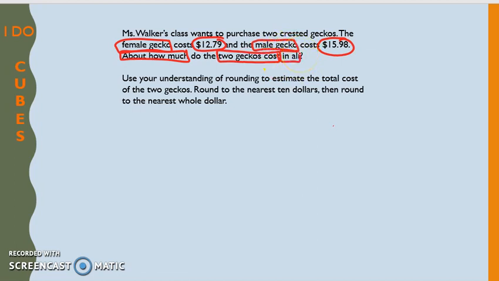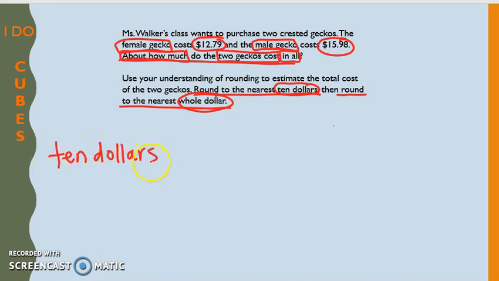So we know if we have in all and we have about how much, we're going to be estimating the total. So we're going to be adding. So we need to use our understanding of rounding to estimate the total cost of these 2 geckos. We're first going to round to the nearest $10, then we're going to round to the nearest whole dollar. Let's do the $10 first. We're going to round to the nearest $10. This is our estimate. And then we're going to round to the nearest whole dollars.